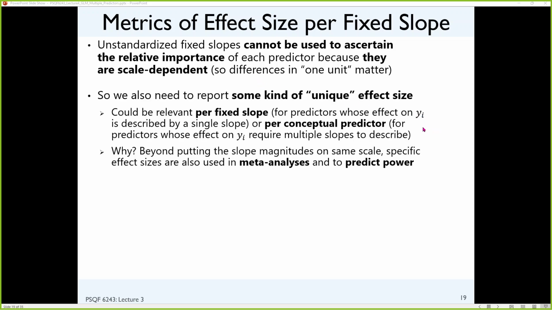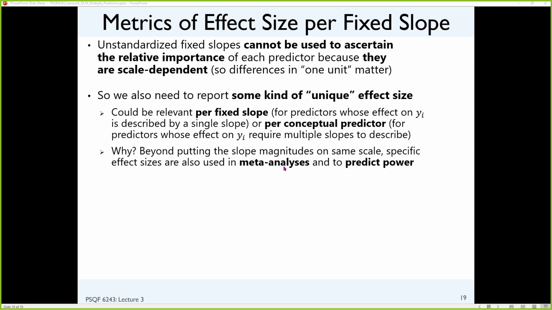So there are multiple ways to do this. Could be relevant per fixed slope. So I might want to know an effect size for every single slope in my model. I also might want to know the overall effect size for a set of slopes that work together for one conceptual predictor. So like the 3 slopes that differentiate 4 groups, I might want an effect size for that as a unit.